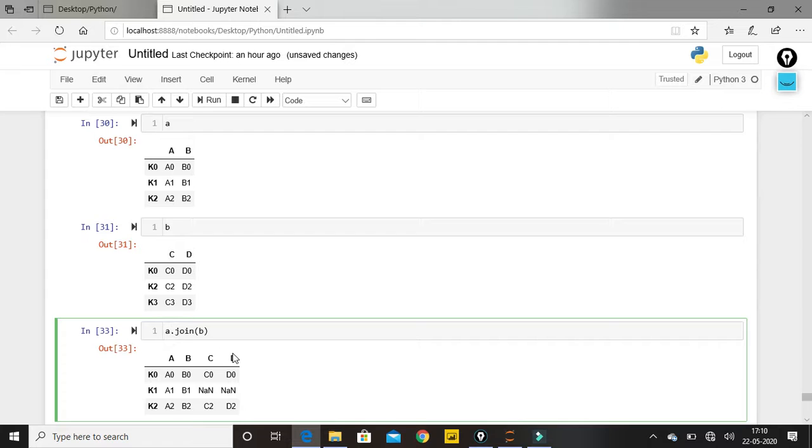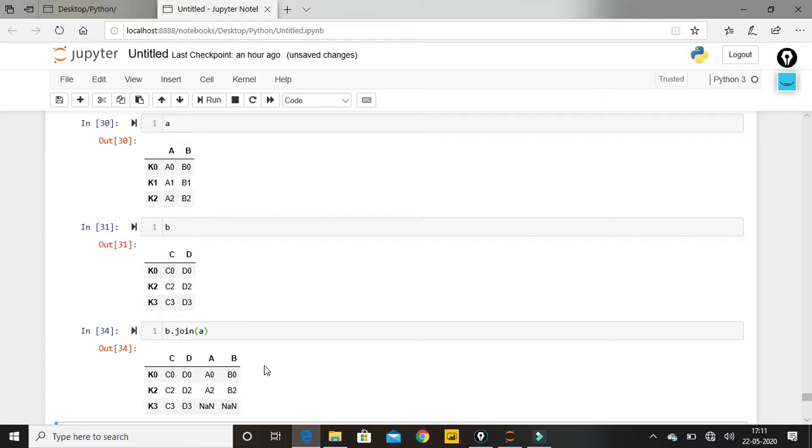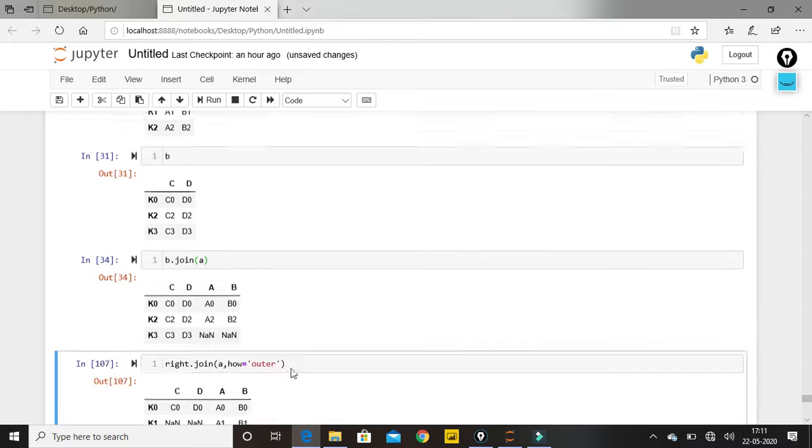If I just make it opposite, B dot join of A, let me execute this. You'll find it is giving me the data set of K0, K2, K3, C and D values. It is giving me everything of B, and now it is joining it with A. So A contains K0, K1, K0, so it is giving me K0 data of A and B. K2 is also present in my first data frame, so it is giving me A2 and B2. K3 is not present in my A data frame, so it is giving me NaN values.